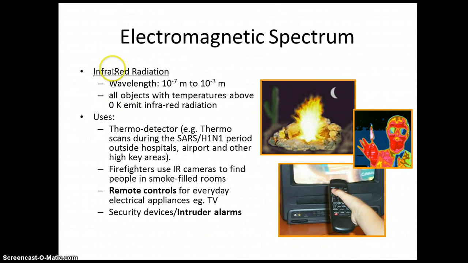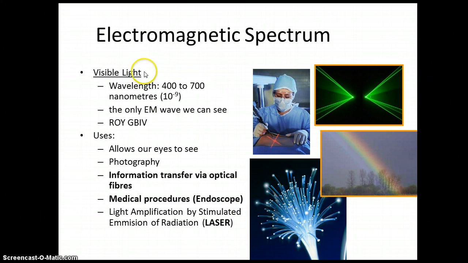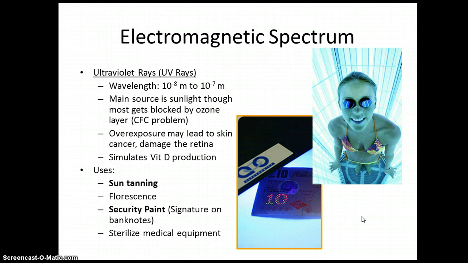For infrared radiation, usually the more common answers are remote control and intruder alarm. For visible light, information transfer via optical fibers, like this. Or, if the question asks you for the medical procedure involving visible light, it is in endoscope. Ultraviolet ray, it is used for sun tanning, it is used for security purposes to check the authenticity of bank notes.